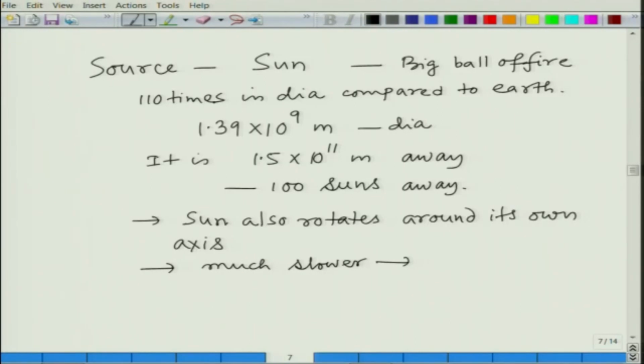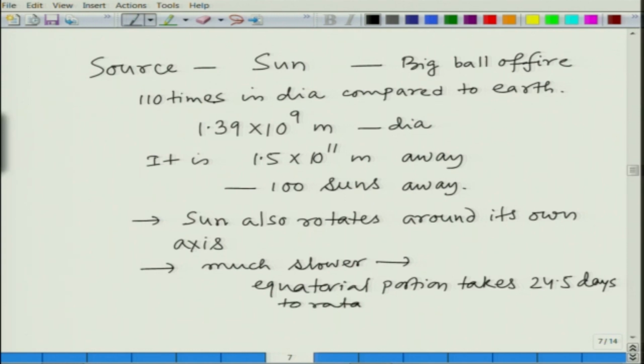Yeah. So, much slower of course, and the equator portion or equatorial portion takes about 24.5 days. Day here means our earth day, okay, 24.5 days it takes to rotate, okay, and the polar portion takes 38 days.